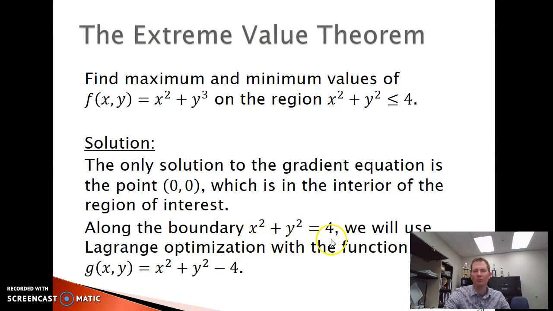Using Lagrange optimization, we need to rewrite this as x squared plus y squared minus 4. We'll call that our function g of x, y. And then we'll need the gradient of g, which is going to be the partial derivative with respect to x for the x component, 2x, and the partial derivative with respect to y, 2y, for the y component.